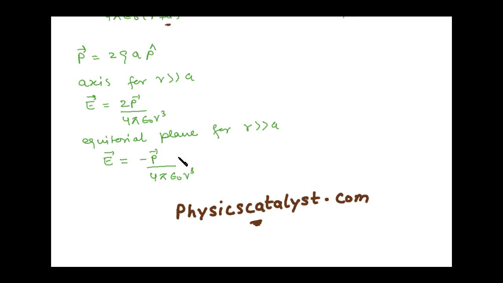Let us now define electric dipole moment vector p as p is equal to 2Qa p cap, and write field due to electric dipole in terms of electric dipole moment. So for points on axis of the dipole for r very much greater than a, electric field in terms of electric dipole moment vector is given as E is equal to 2p upon 4 pi epsilon naught r cube, and for points on equatorial plane, that is for r very much greater than a, E is equal to minus p upon 4 pi epsilon naught r cube.